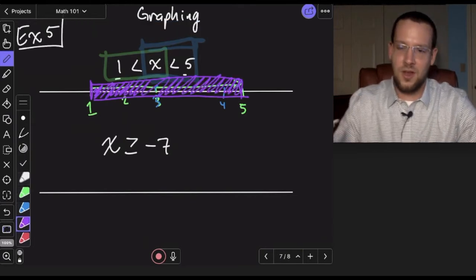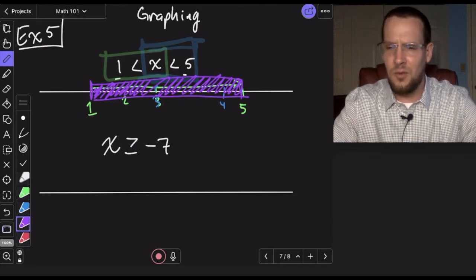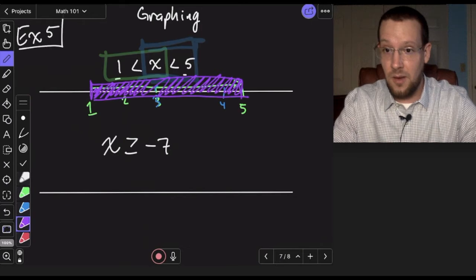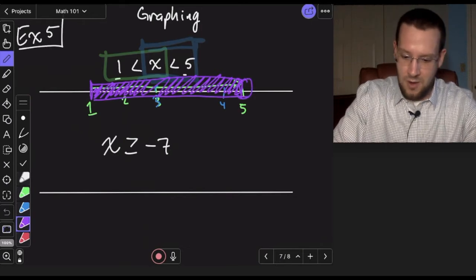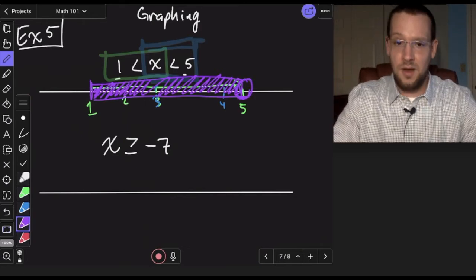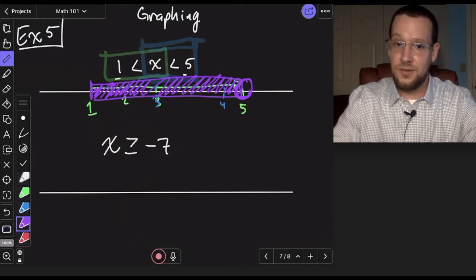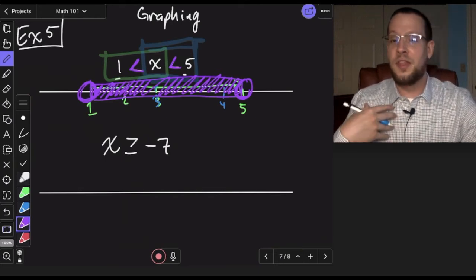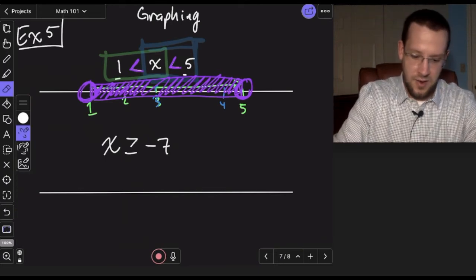But we have to think to ourselves, is 5 included? Well, this is less than, but is it less than or equal to 5? No. And so we will have an open circle at 5. Is it greater than or equal to 1? No, it's strictly greater than. So this is strictly less than, and this is strictly greater than. So these numbers are not included. I'm just going to make sure that these are not included.